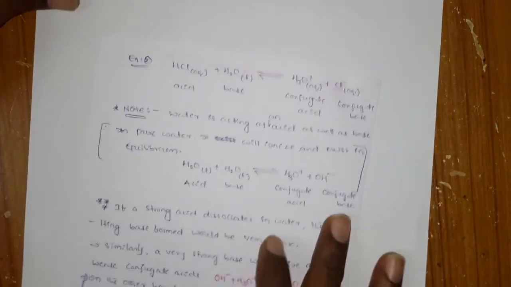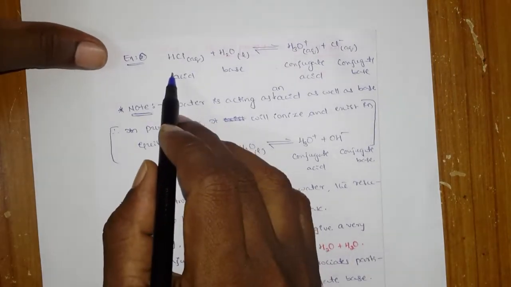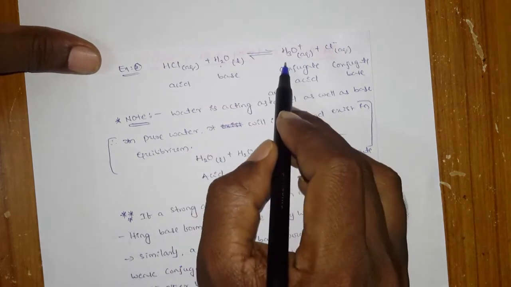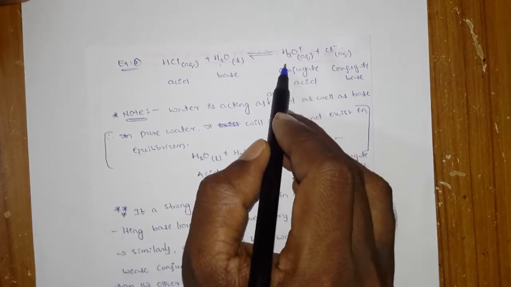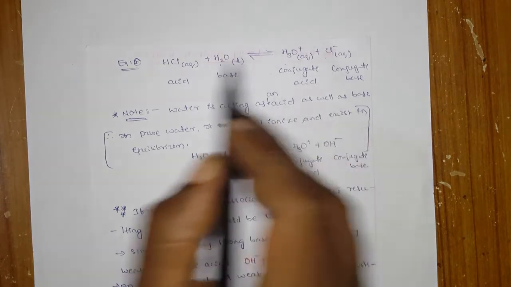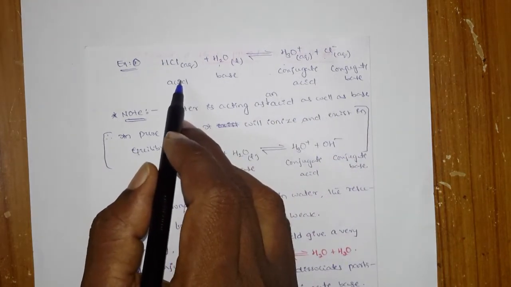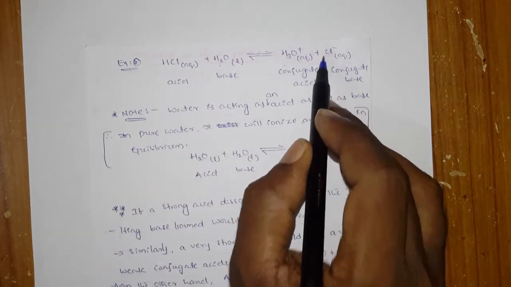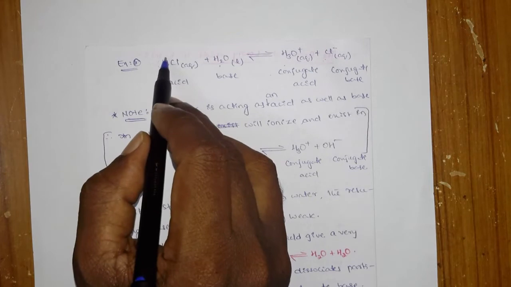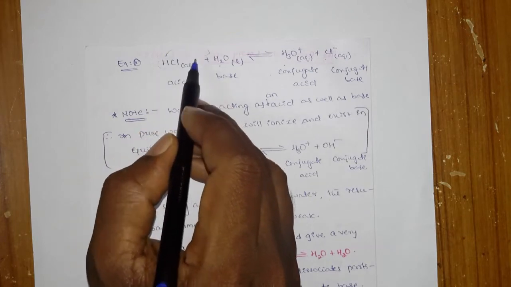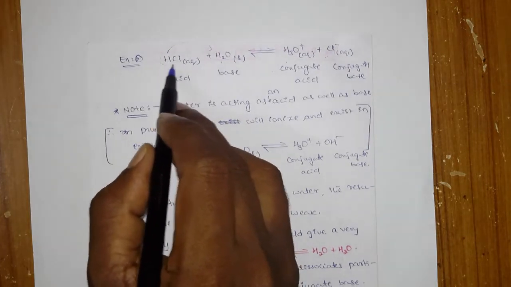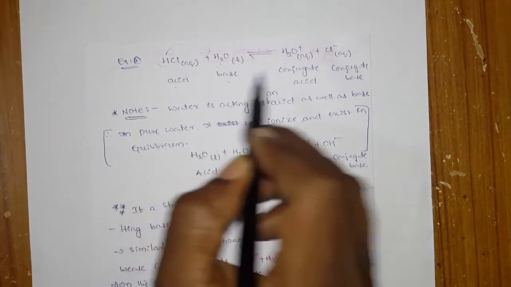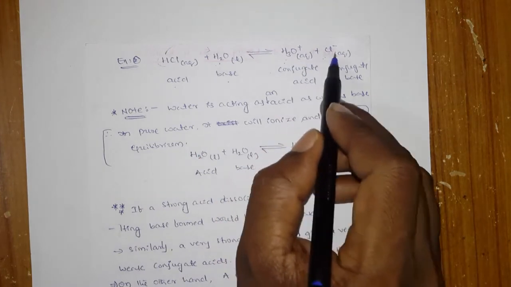So let us take another example. HCl again, on reaction with H2O, forms H3O plus ions and Cl minus ion. And here, where is the H plus ion moving from? Here is HCl, here is only Cl minus. So one proton H plus is moving from here to here. The proton donor is nothing but an acid, the proton acceptor is nothing but a base. And it is forming H3O plus and Cl minus.